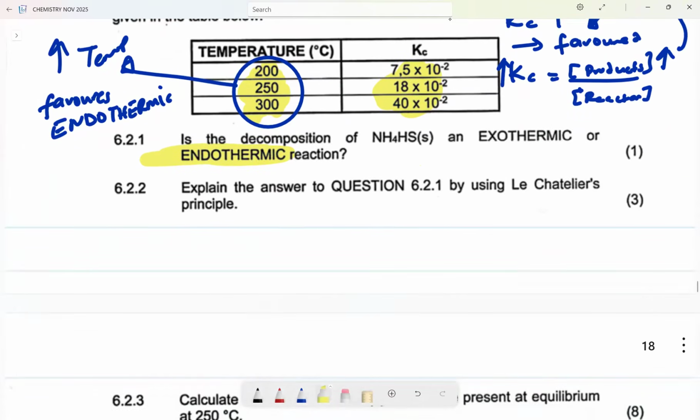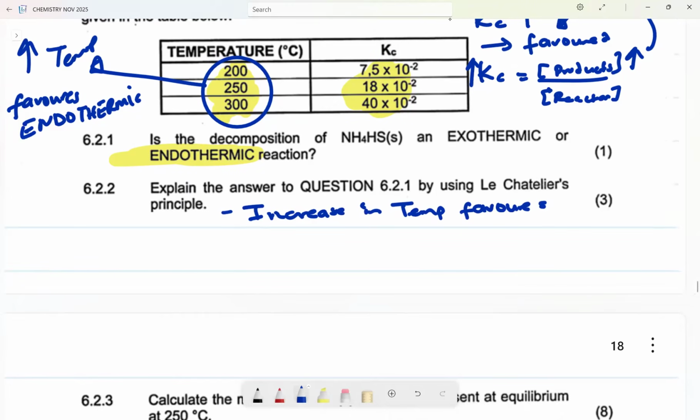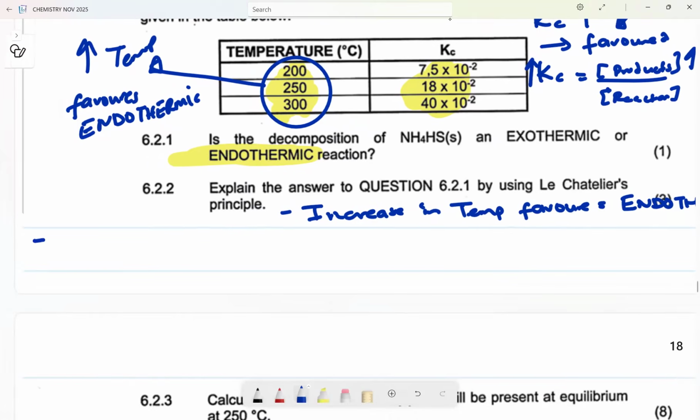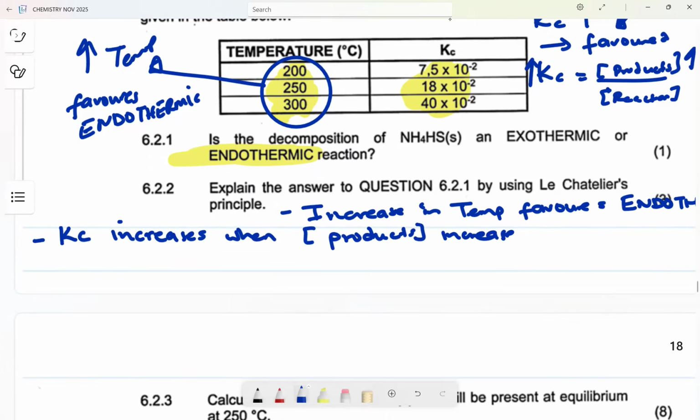Why? You explain using Le Chatelier's principle. When you explain using Le Chatelier's principle, you're going to tell us that an increase in temperature favors endothermic reaction. And then you need to tell us that when Kc increases, Kc increases when the concentration of products increases. Okay?